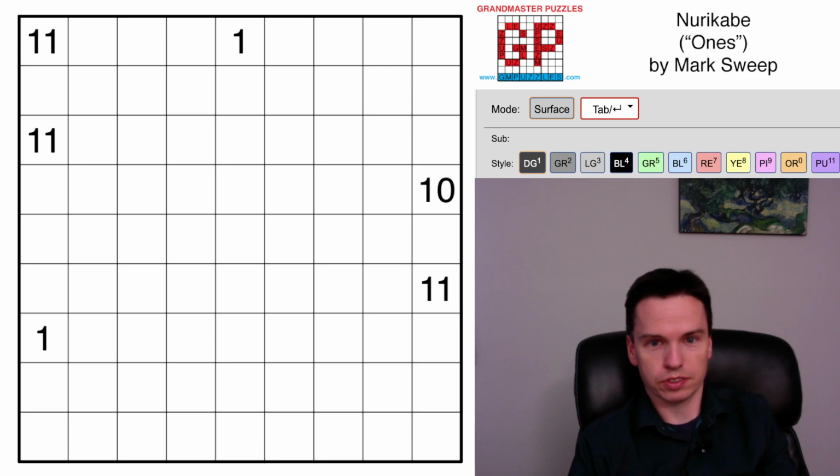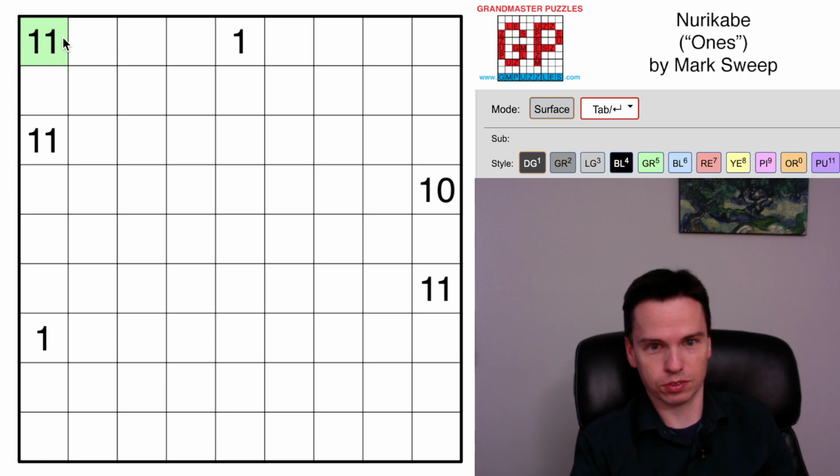So we're here to talk through this interesting Nurikabe by Mark Sweep called Ones with these 6 clues. Not only do they all contain a 1, but you'll notice they're all on the border of the grid. And in Nurikabe, that's a pretty important constraint. It's something I hope this Tuesday puzzle teaches you if you haven't seen it before.